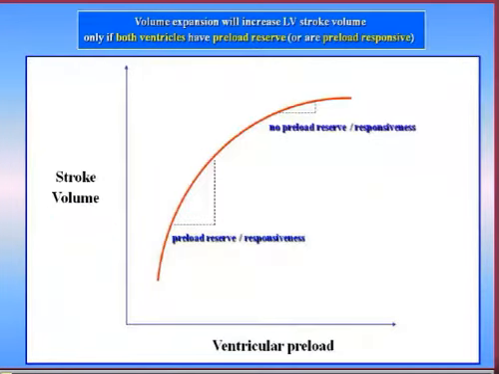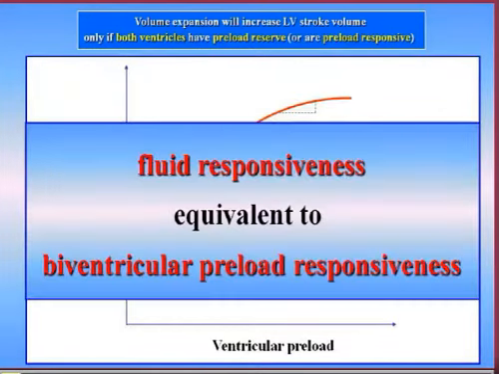You remember the Frank-Starling curve with the ventricular preload on the x-axis and stroke volume on the y-axis. You know that preload responsiveness is defined on this steep part of the curve, while absence of preload responsiveness is on the flat part of the curve. And you know that volume infusion will increase stroke volume only if both ventricles have preload reserve, that is to say, are preload responsive. So, fluid responsiveness is equivalent to biventricular preload responsiveness.